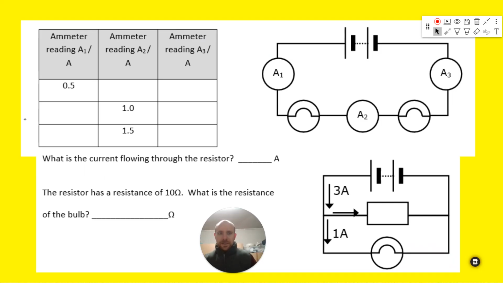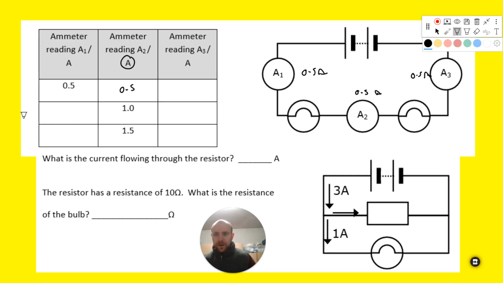So in this case, what we've got is an ammeter A1 here with a reading of 0.5 amps. Hopefully you know that in a series circuit, it's going to be the same in each of those. Don't forget my units. So they've got the units here already, but this is going to be 0.5, 0.5. If this was 1.0, they'd all be 1.0. As long as they're in series, they are all going to be the same, except that I've written that wrong. 1.5, 1.5. What is the current flowing through the resistor?